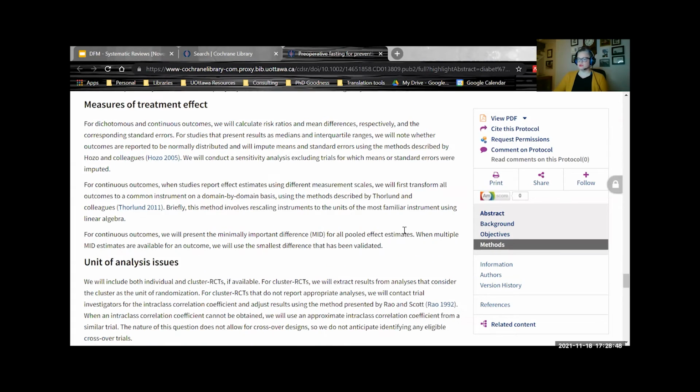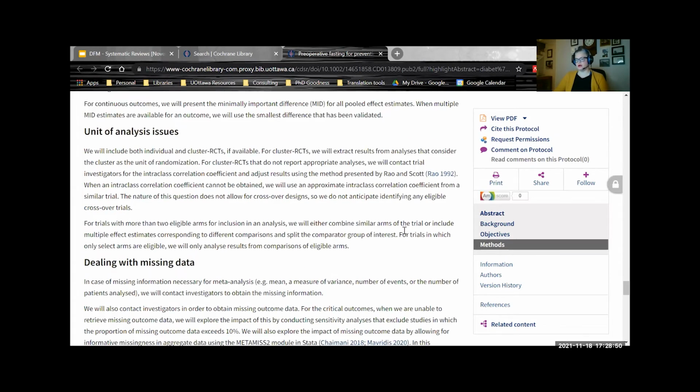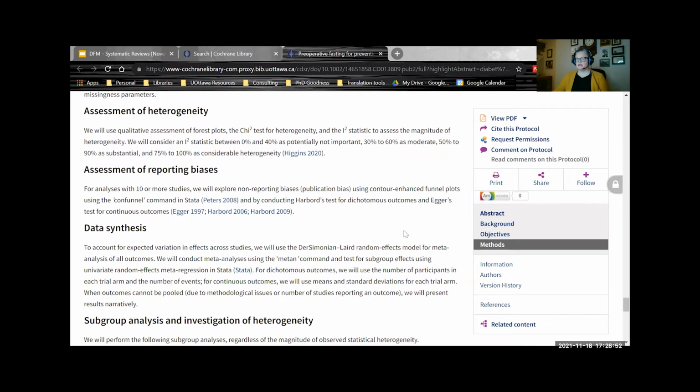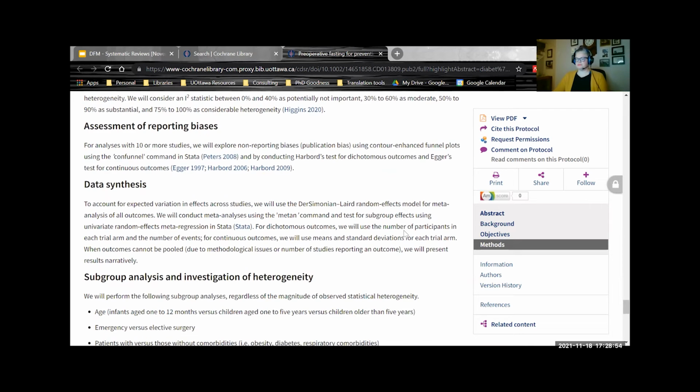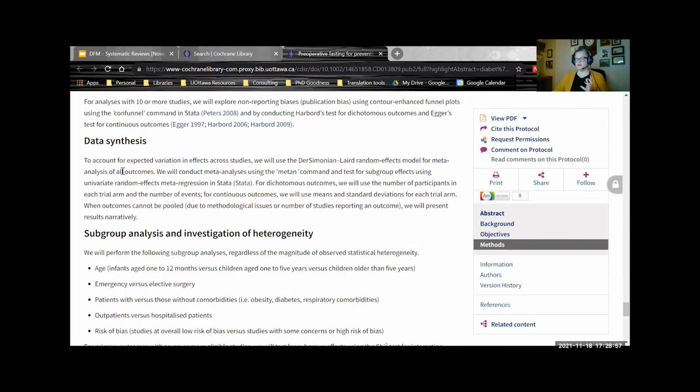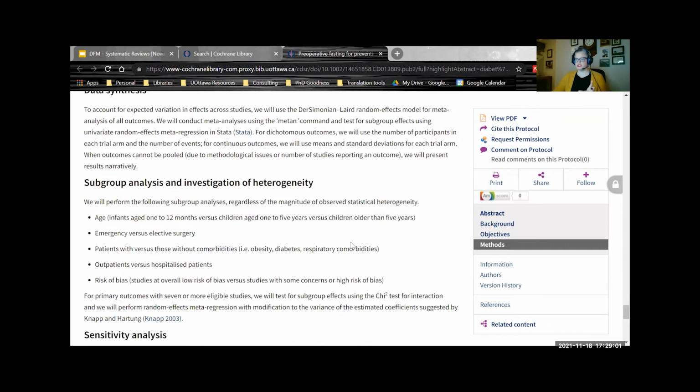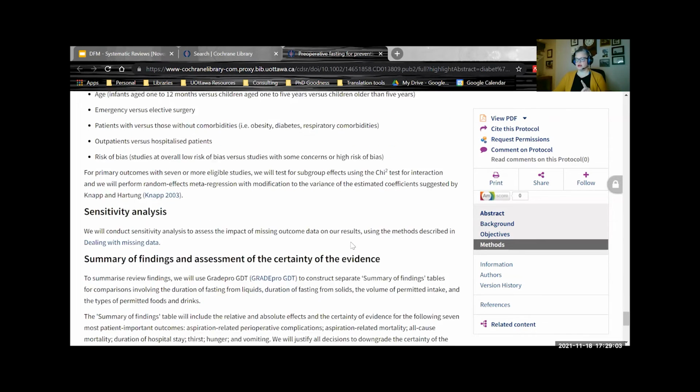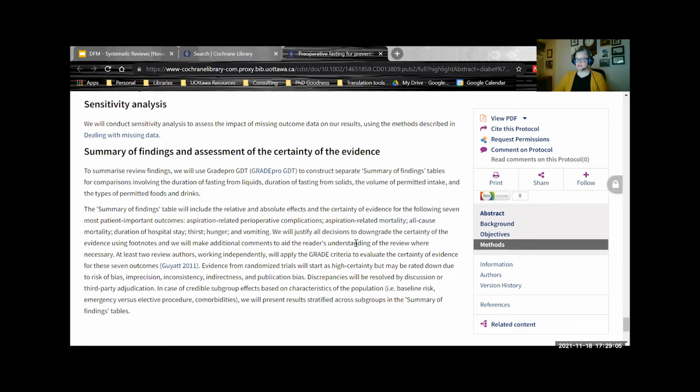In this case, they're talking about treatment effects and how they're going to deal with missing data. So it kind of gets more into the stats part of it. They're going to talk about their data synthesis and how they're going to put it together, because it looks like they're going to do a meta regression, and if they're doing any subgroup analysis. So as you can see, it's pretty detailed.